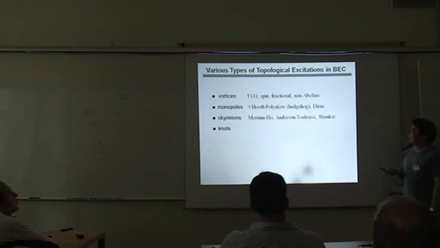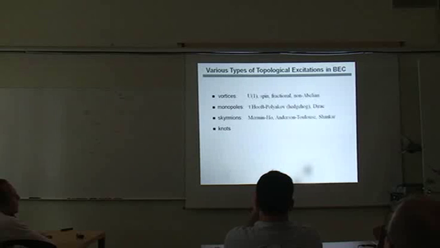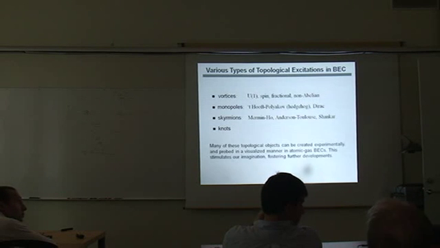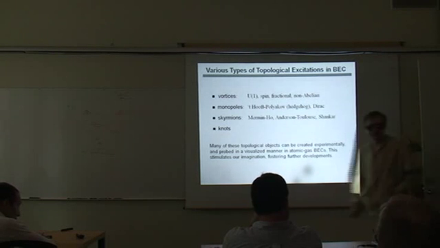The system involves various types of topological excitation, like U(1) spin structure, non-abelian vortices, monopoles, Dirac monopoles, various types of skyrmions, and knot excitations. Many of these topological objects can be created experimentally and probed in a visualized manner in atomic gas BEC. And those visualizations, as I showed a few examples, stimulate our imagination, fostering further developments.